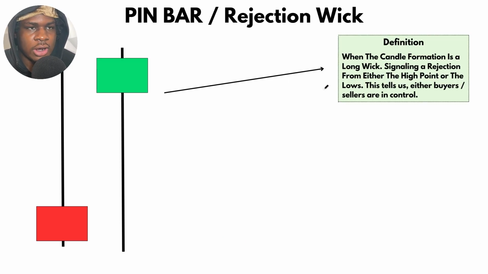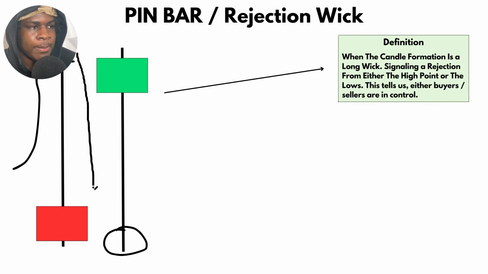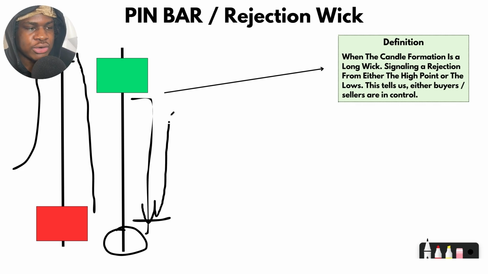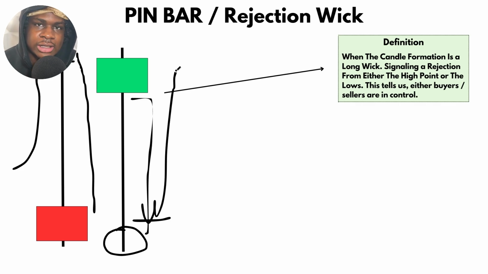The main definition of the pin bar or the rejection wick is when price is in this formation creating that long wick, this signals a rejection from either a high point or a low point inside of the marketplace. And this tells us that either buyers or sellers are currently in control. We can see price rallied up, came higher, and then sellers became in control, pushing the candlestick back lower. In this case scenario, price opened up, rallied lower, buyers came in control, and then pushed the market back higher. This gives us a clear outline of who's in control and whether we should expect higher or lower prices based off of this one signature.